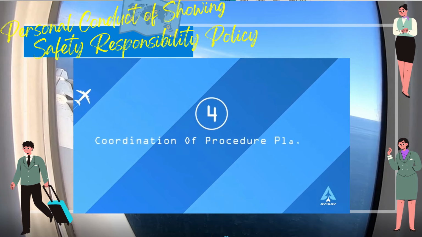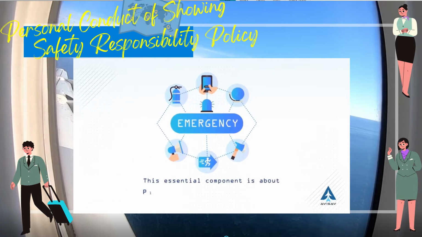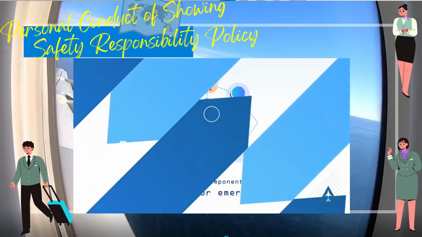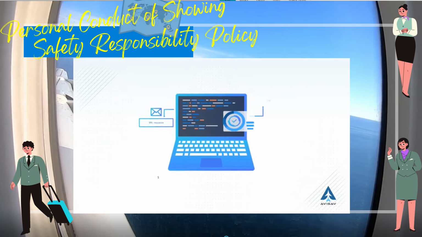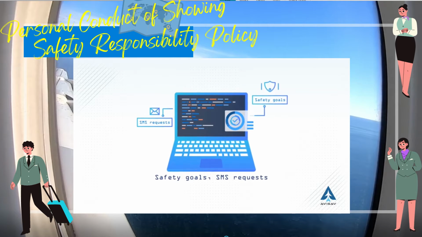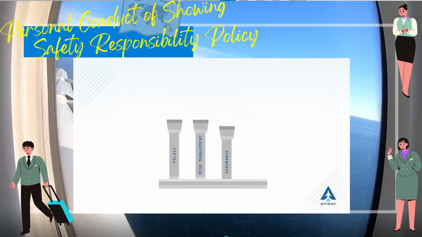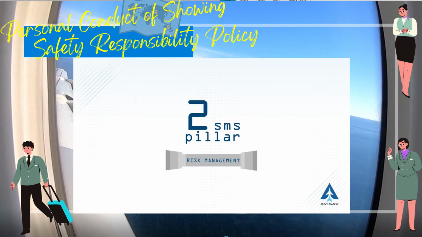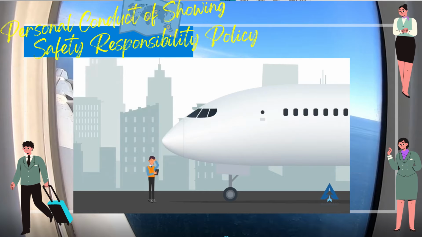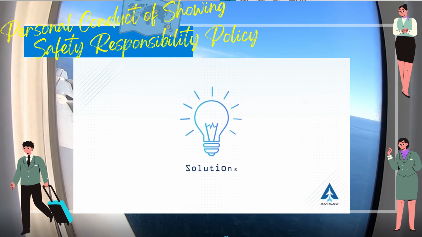Coordination of procedure planning in the case of danger. This essential component is about planning for emergencies. And finally, SMS documentation must be established to describe safety goals, SMS requests and more. At the end of the day, policy, the first SMS pillar, outlines the framework, responsibilities and foundations for the other 3 pillars. Risk management. Obviously, this is critical in the aviation industry, identifying risks and dangers and proposing solutions accordingly.